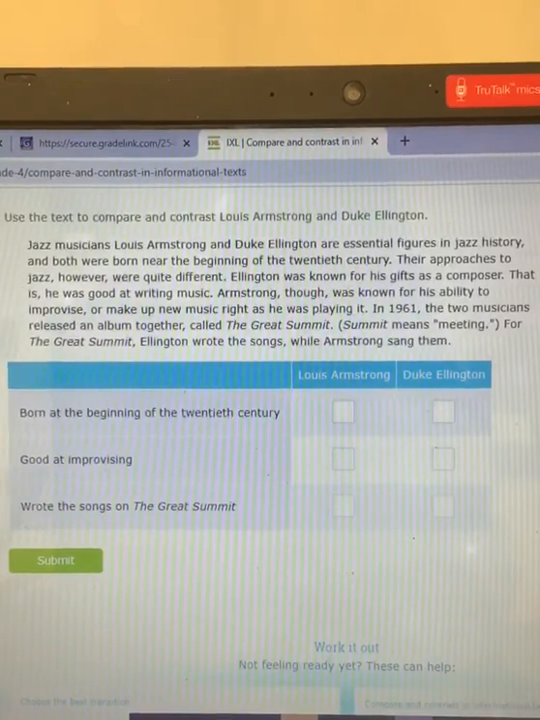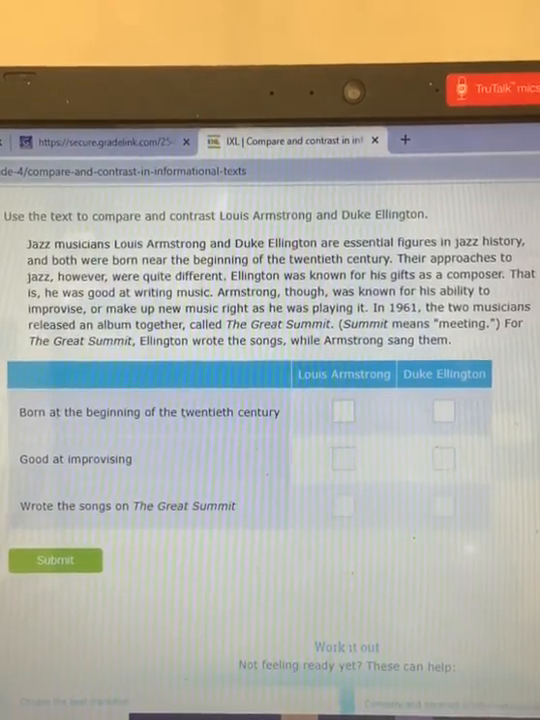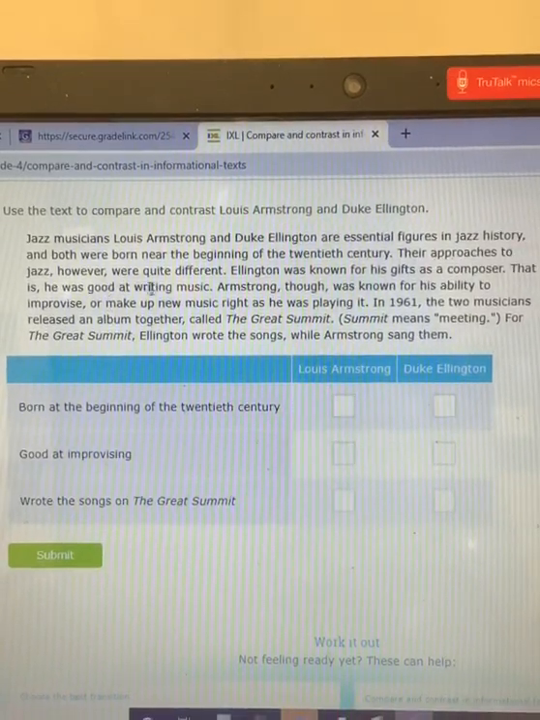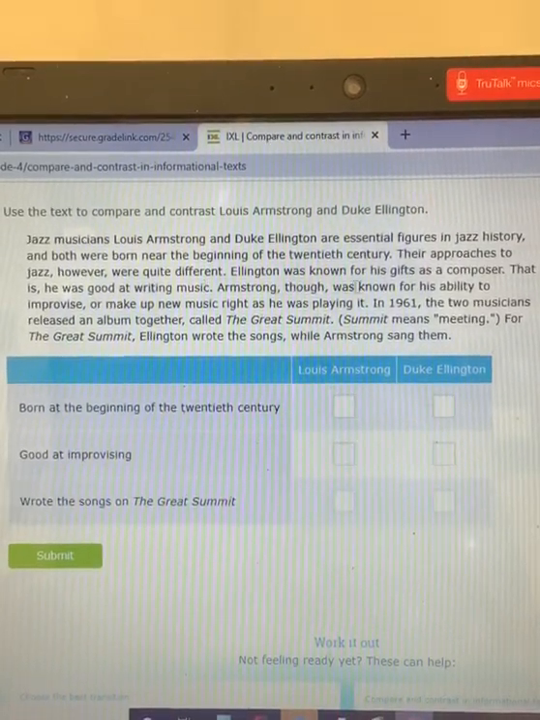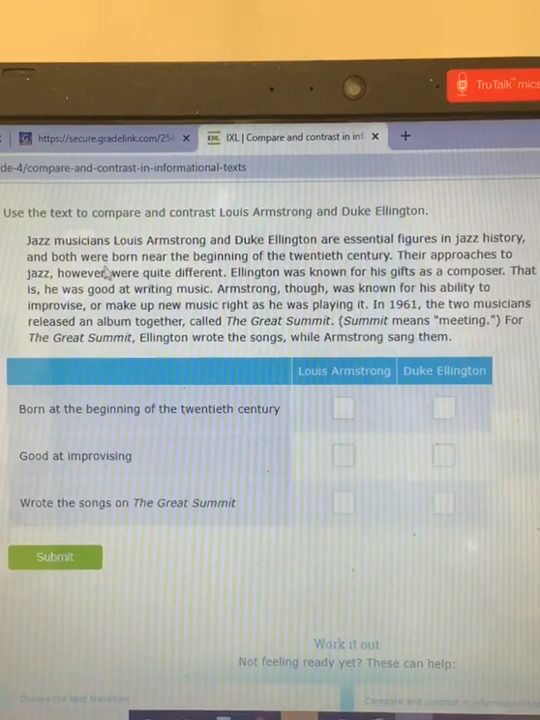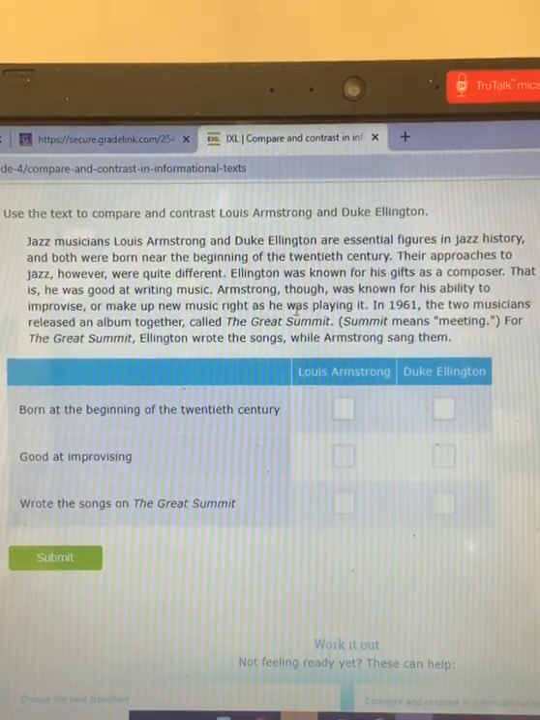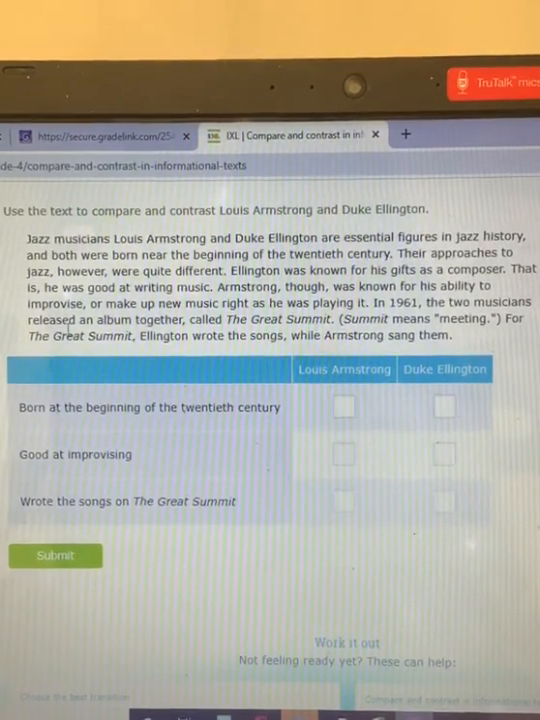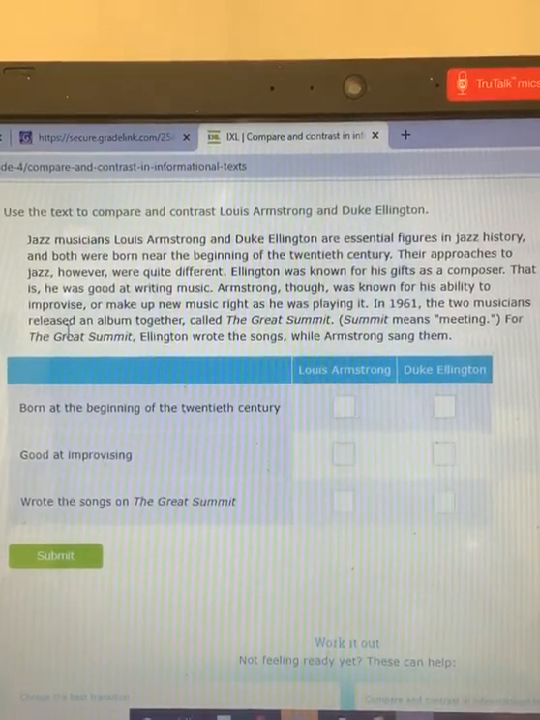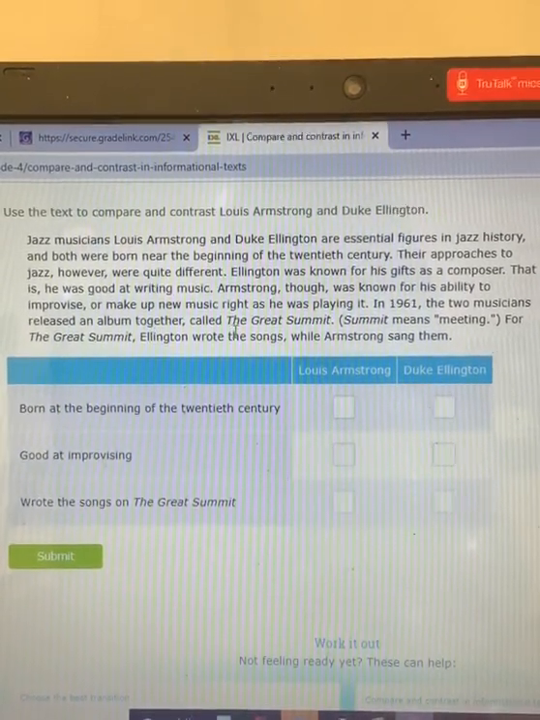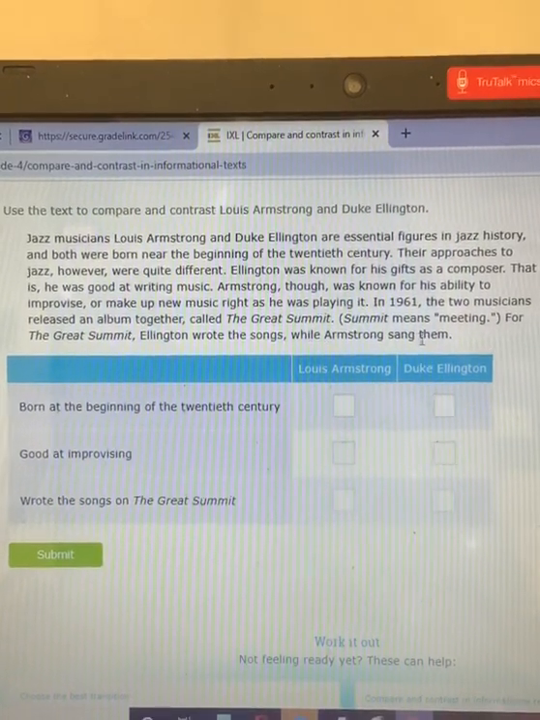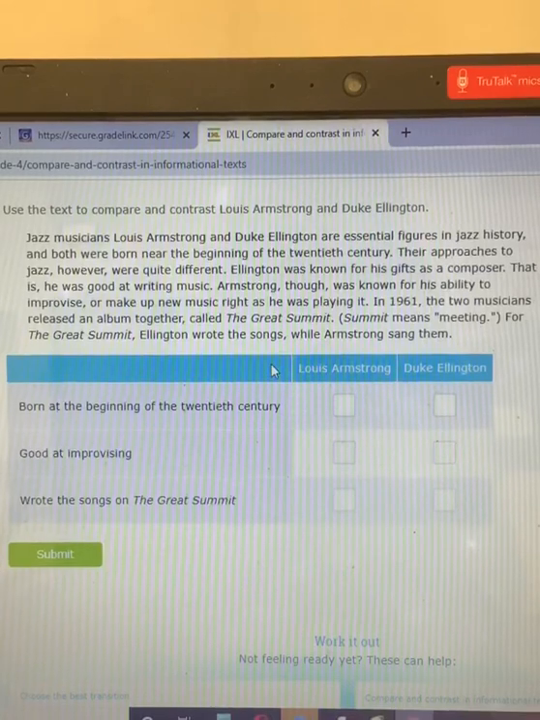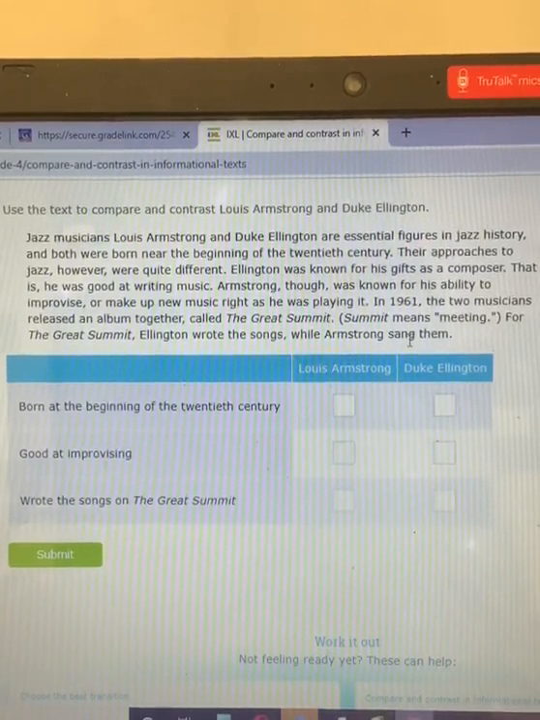That is, he was good at writing music. Armstrong, though, was known for his ability to improvise or make up new music right as he was playing it. In 1961, the two musicians released an album together called The Great Summit. Summit means meeting. For The Great Summit, Ellington wrote the songs while Armstrong sang them.